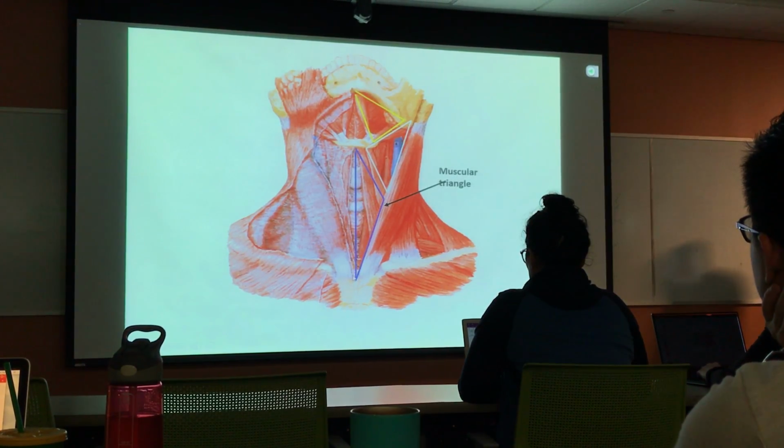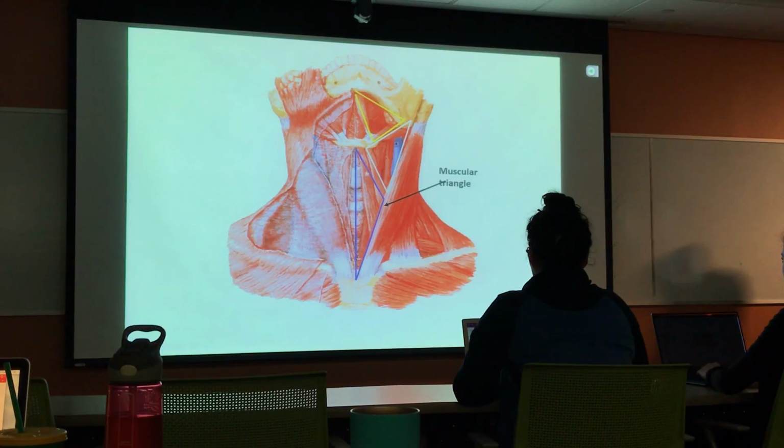sternocleidomastoid, sternocleidomastoid. What did I just say? As soon as I said it, I thought, what did you just say? Midline of the neck, omohyoid, sternocleidomastoid. Sometimes the brain knows what it wants to say and the mouth doesn't cooperate.